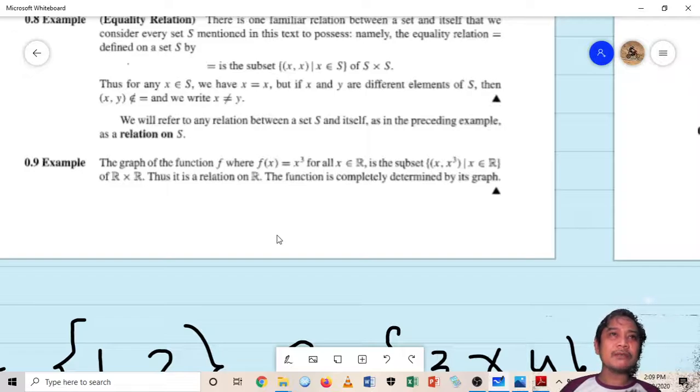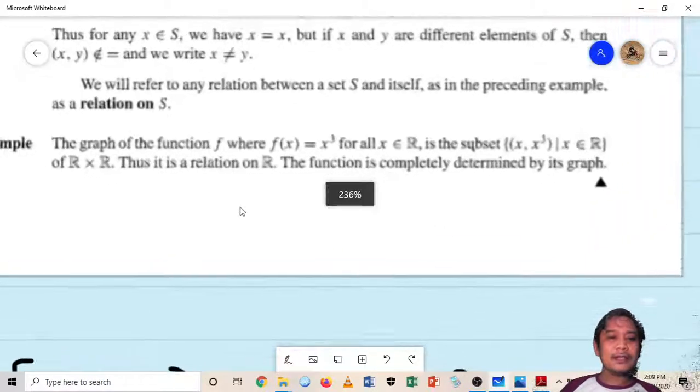So if you would recall what a function is, it is a relation pairing each element in the domain with a unique element in the codomain. Meaning, no element in the domain is left behind, and it should be paired with exactly one element in the codomain. Meaning, no element in the domain would be paired with more than one element in the codomain.